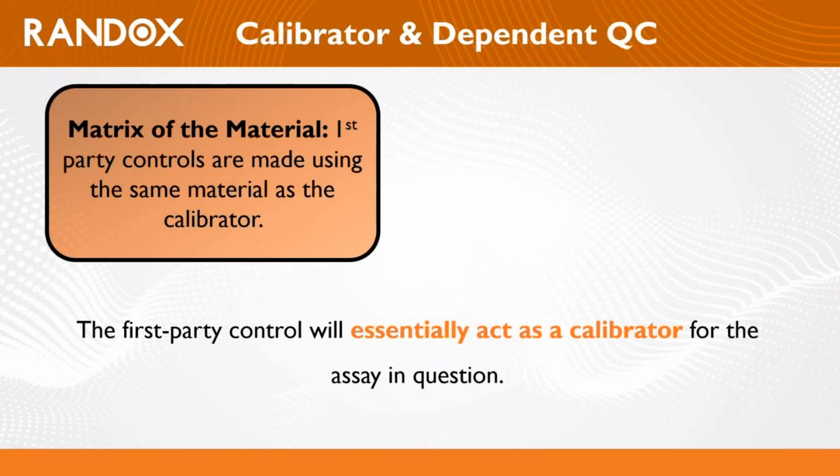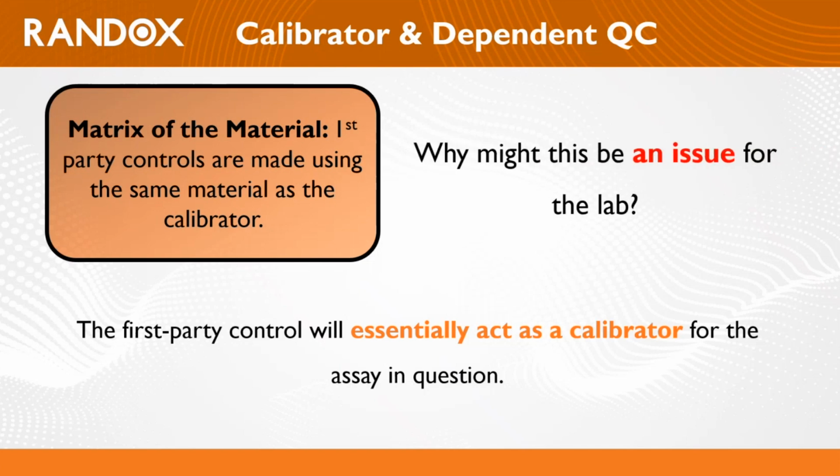If I look at the matrix of the material, that's the first thing. You know that first-party controls are made from the same material as the calibrator. They essentially act as a calibrator for the assay in question. That's the big issue with them. So let me show you some examples here.